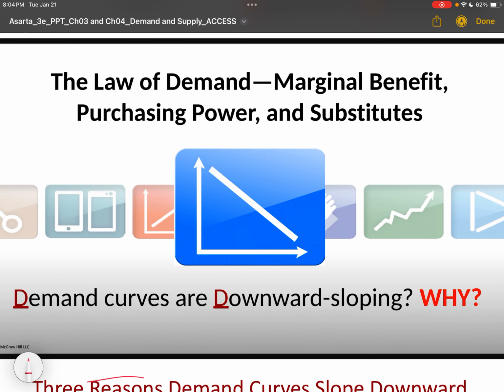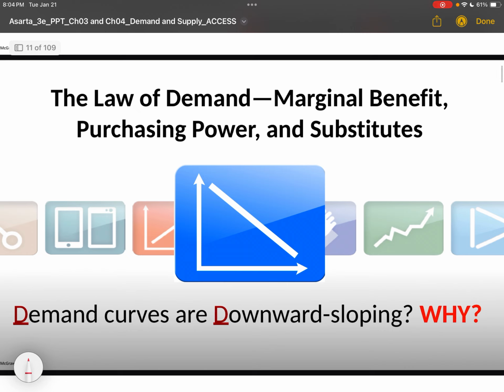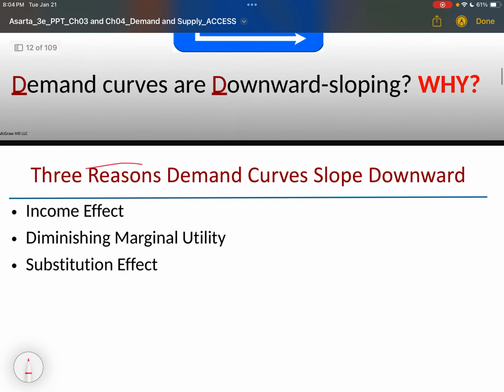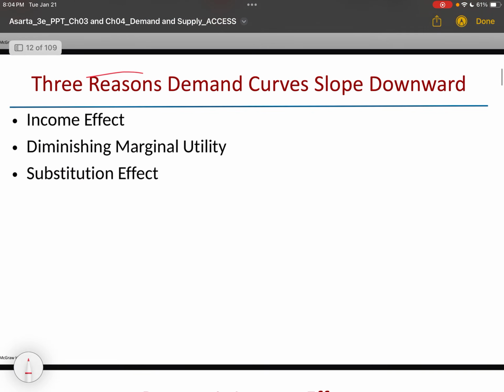Why is the demand curve downward sloping? What exactly is this downward sloping behavior signifying? Here we go. There are 3 reasons why the demand curve will slope down. All of these are encapsulated within the law of demand, by the way.